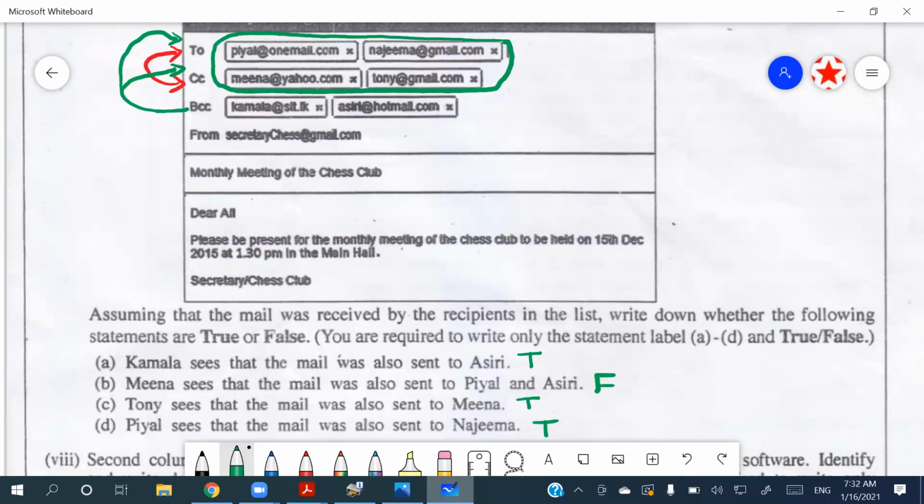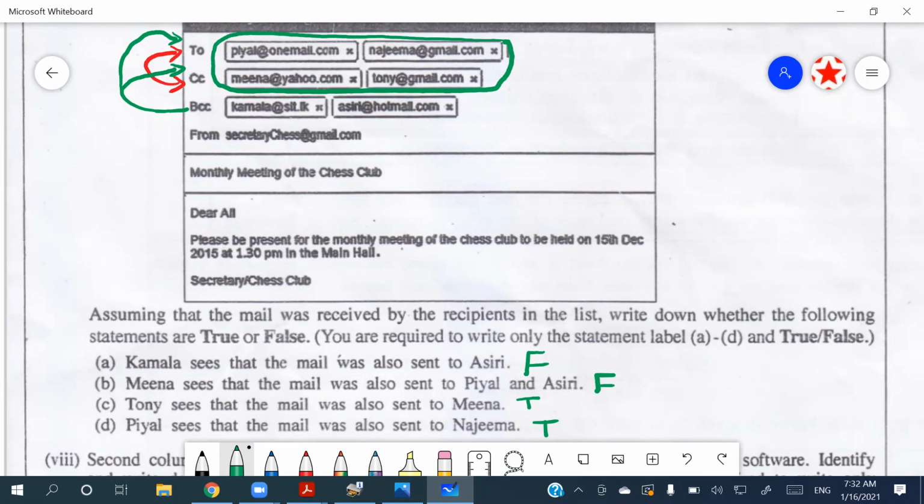Kamala says the mail was also sent to the... No. I'm sorry. Kamala and Asiri are in the BCC area. Yes, the first one is false, people. My mistake. We discussed earlier that if you send to BCC recipients, they only see their own BCC, not the other BCC people. Right? So the first one is false because Kamala can't see the Asiri.